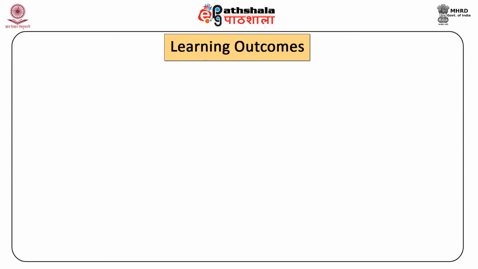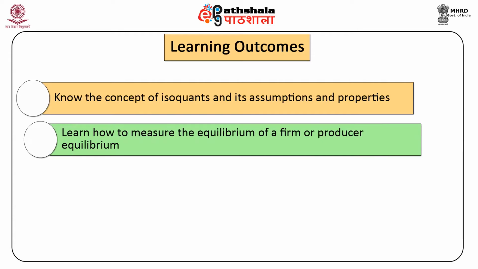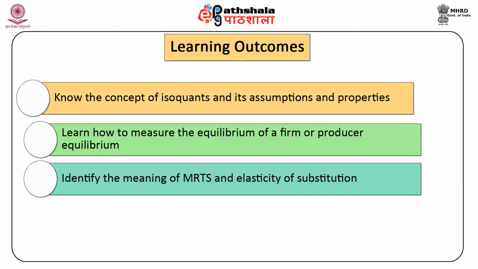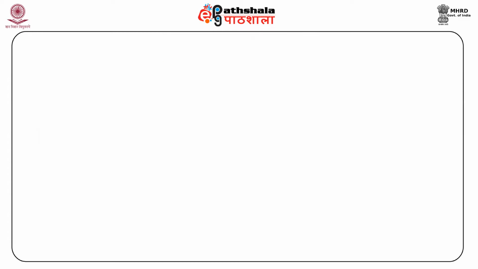Learning outcomes. After studying this module, you shall be able to know the concept of isoquants and its assumptions and properties, learn how to measure the equilibrium of a firm or producer equilibrium, identify the meaning of MRTS and elasticity of substitution, and know the concept of returns to scale. Let us begin with isoquant, its assumptions and properties.